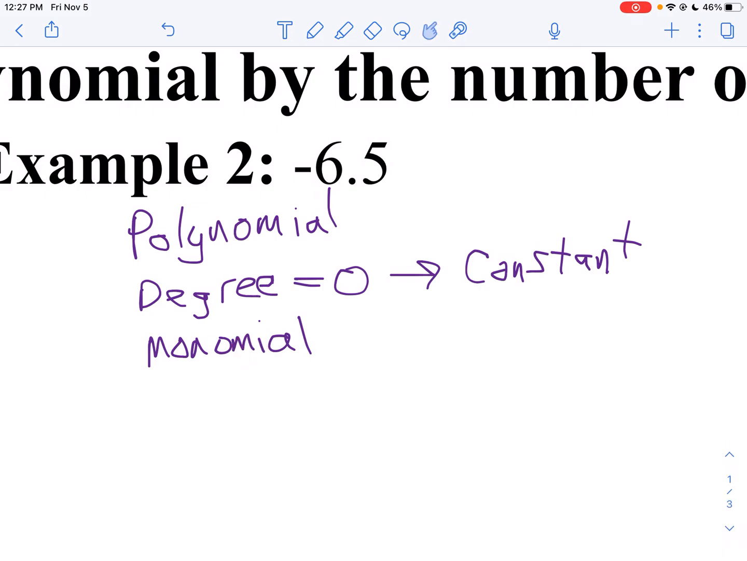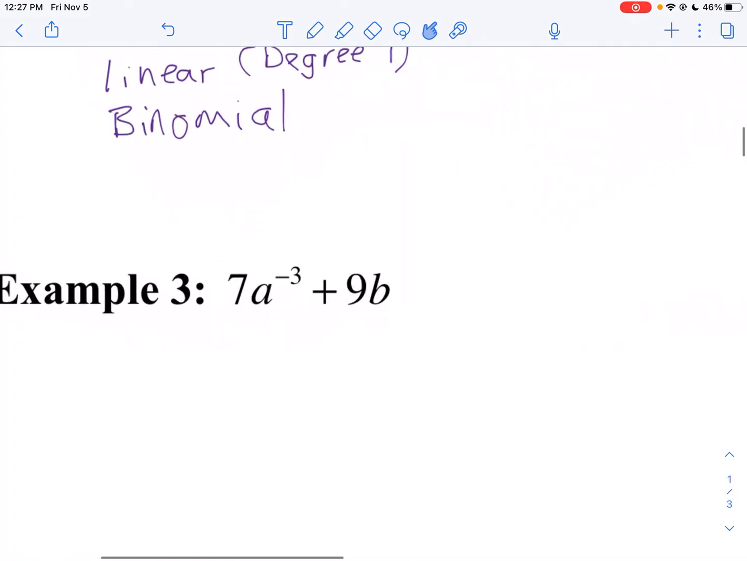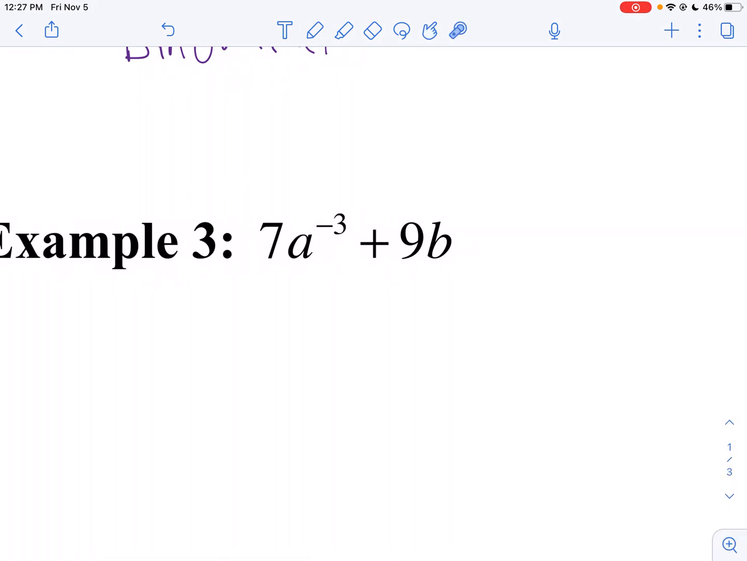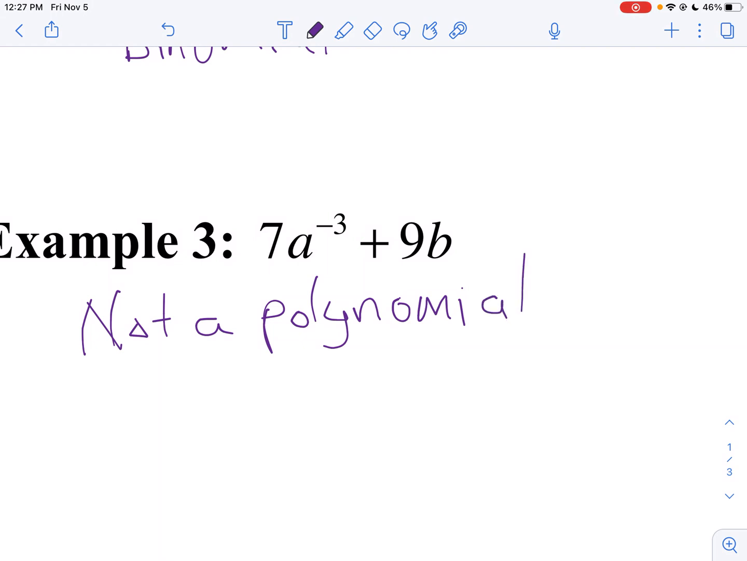Let's take a look at example 3 now. On example 3, notice we got this negative exponent. You can't have a negative exponent for a variable, so this is not a polynomial. Since it's not a polynomial, everything else goes out the window. It doesn't have a degree or the number of terms because it's not a polynomial.